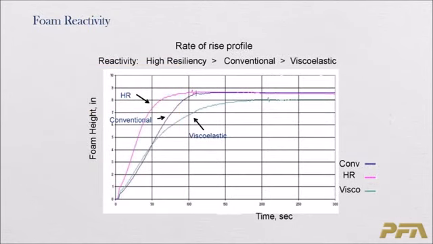Another difference between the three types of foams is the type of reactivity. This is a graph of how much the foam is rising as a function of time. When you mix it and dump it into your box or bucket, you measure the rate of reactivity with some sonar or something like that. HR foams react the fastest, then conventional. Viscoelastic foams tend to be extremely slow. As we start to talk about the chemistry of the raw materials that go into it, you'll understand why we see these differences in the reactivity curves.